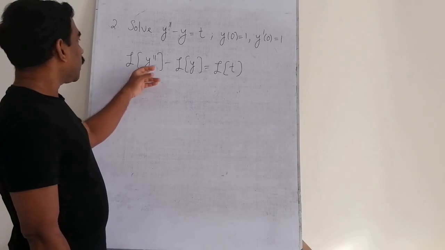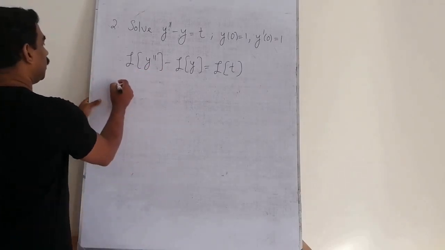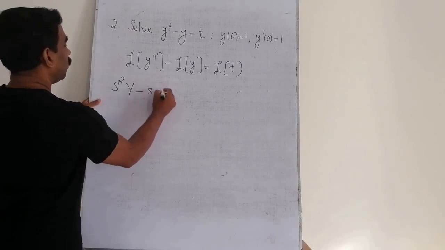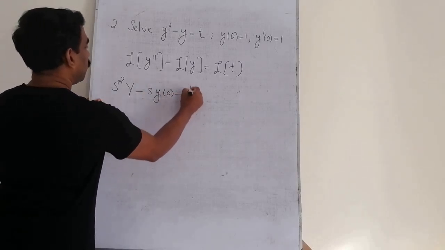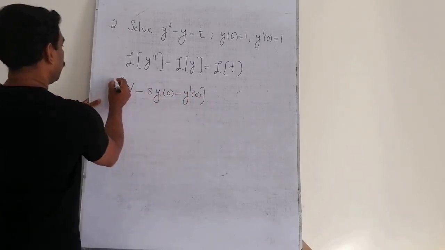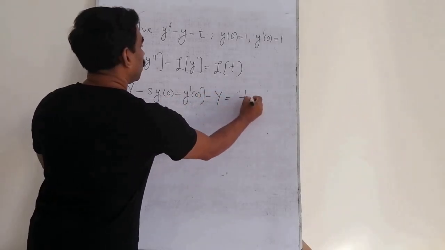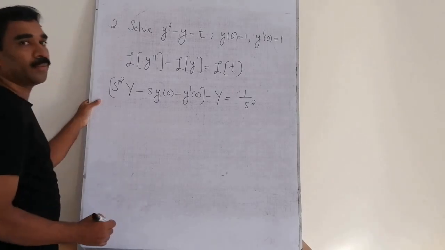Now applying the result of transform of derivatives, we have s square into L of y, that is capital Y, minus s into y of 0 minus y dash of 0, minus L of y, which is capital Y, and L of t is equal to 1 by s square.